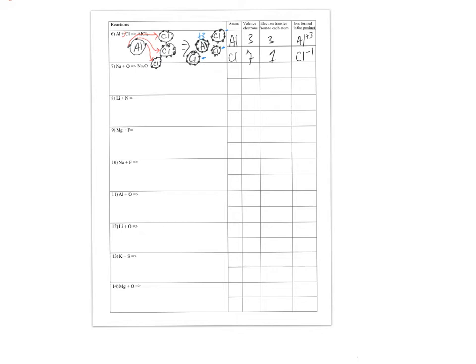Now, the trick is when you come down here and you see lithium needs 1, it only has 1, and nitrogen has 5, needs 3. How many lithiums do you need to fill that in? I hope you say 3 lithiums. You're going to need 3 lithiums because each lithium only has 1 electron. I hope you understand that.